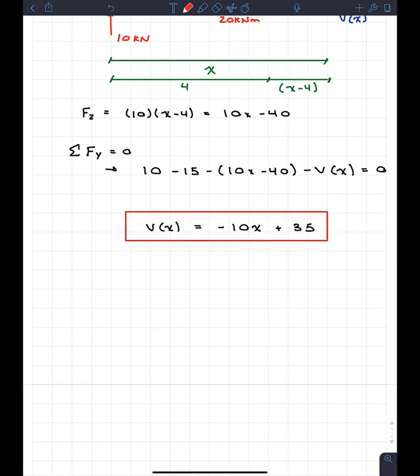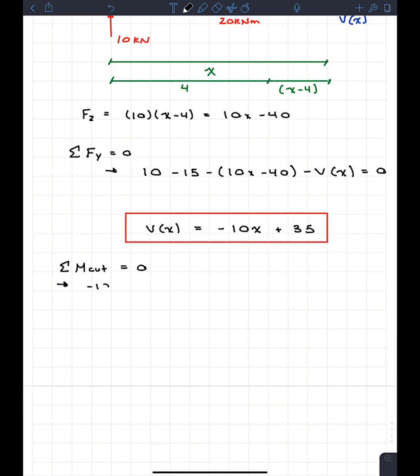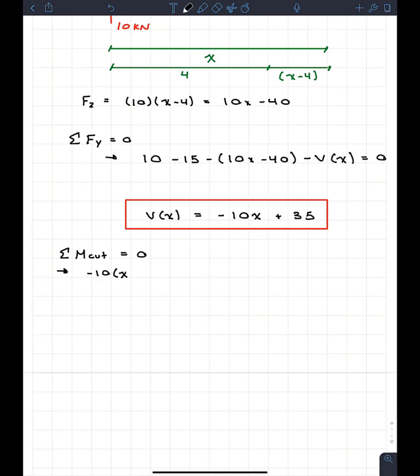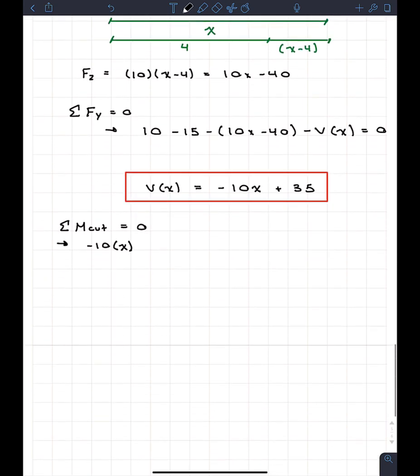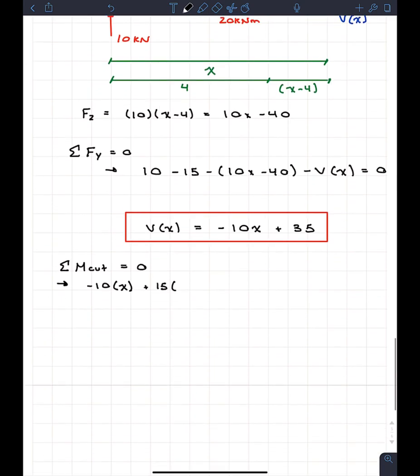Right there. Now we can do the same thing for the moment. We go sum of the moments. And remember, when you cut beams, it's always best to take the sum of the moments about where you cut the beam. We have 10 kilonewtons creating a negative moment, so we're going to have negative 10, and the distance between point A and the cut is x. Then we have 15 kilonewtons going downwards. This one is actually going to create a positive moment, and the distance is x minus 2 meters, so x minus 2.